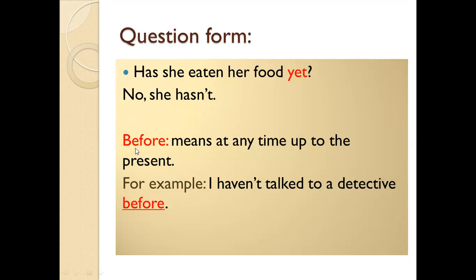Before means at any time up to the present. For example, I haven't talked to a detective before. So also before, it comes at the end of the sentence.